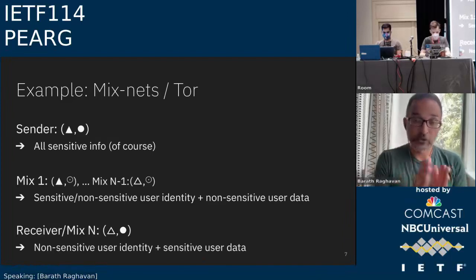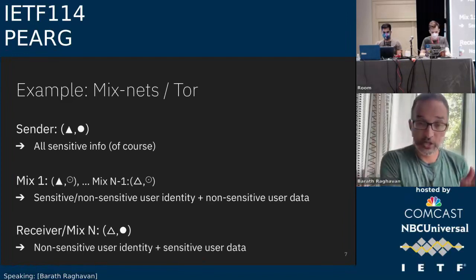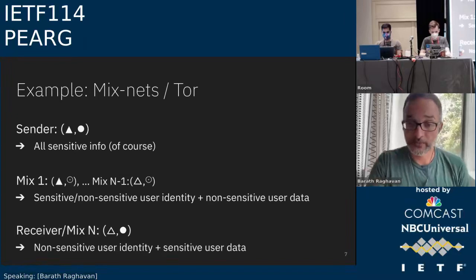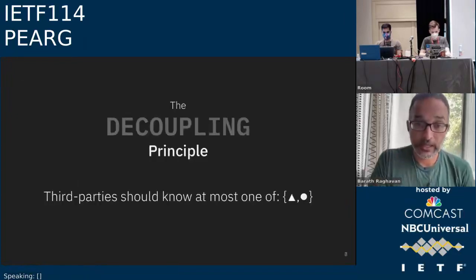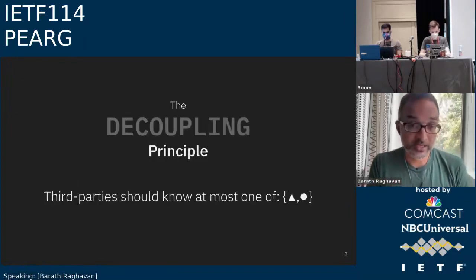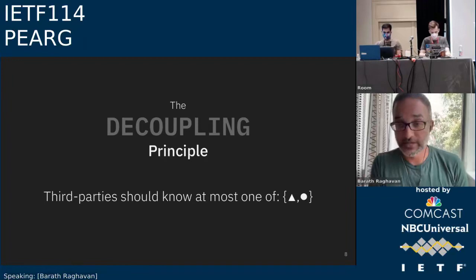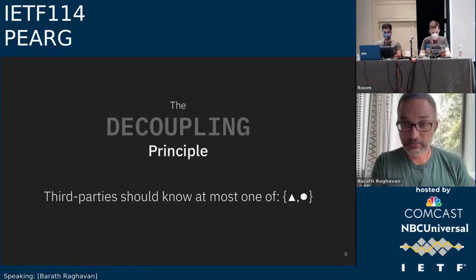So if you look through this, you see that only the sender knew both sensitive identity and sensitive data. And so the basic idea, the decoupling principle, is really simple. Third parties should know at most one of sensitive user identity and sensitive user data. Some of them might know the identity piece, but not the data piece. Some of them might know the data piece, but not the identity piece.